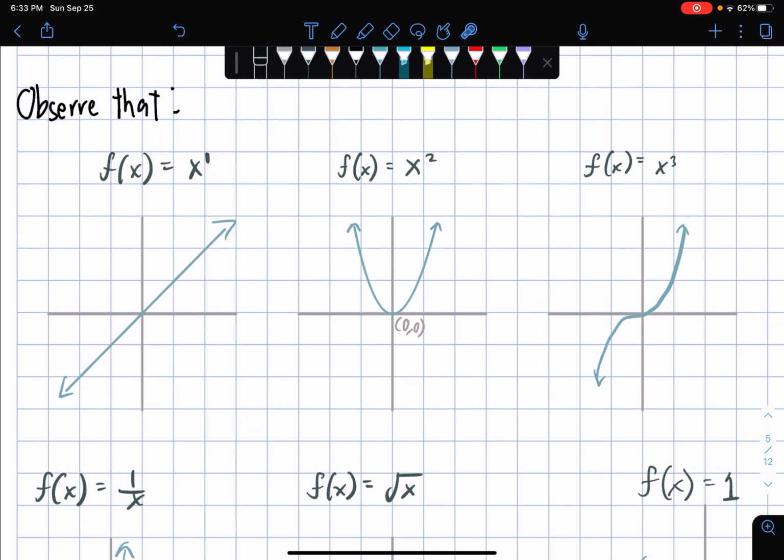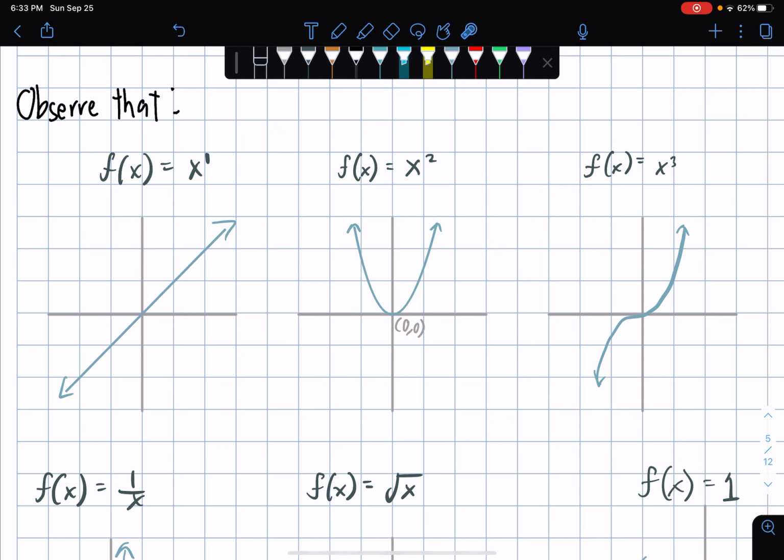So observe that for linear functions, this is what they usually look like. For quadratic functions, this is what they look like. Just remember that positive x raised to 2 is a happy smile, and negative x raised to 2 is a sad smile. As for these kinds of parabolas, I think that's what you call it, parabola. I'm not sure what types of functions are, I'm not sure how they're written in Desmos.